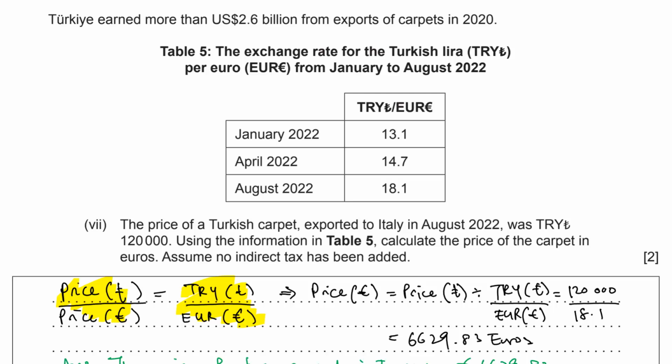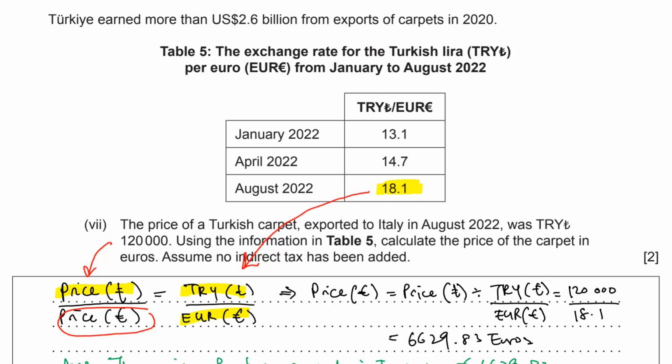Now, we have the price in Turkish lira, that's 120,000, and we also have this exchange rate, which for August 2022 is 18.1. So let me just draw this. We've got that exchange rate, and we have the price in Turkish lira. What we're trying to figure out, therefore, is the price in euro.